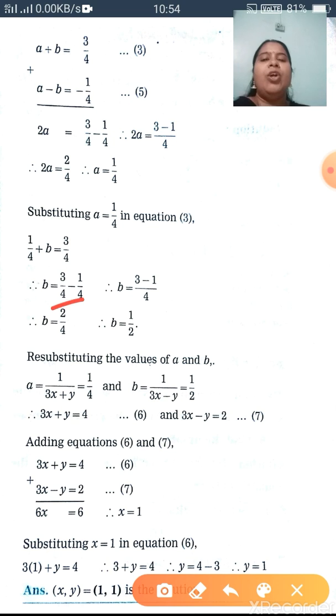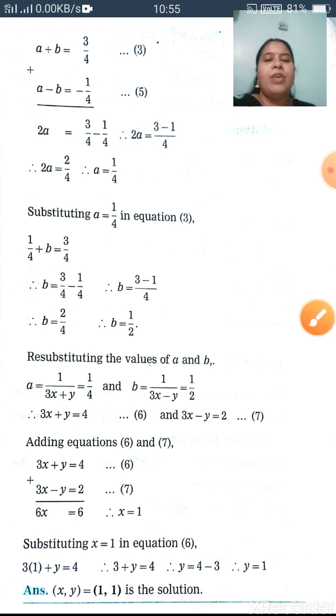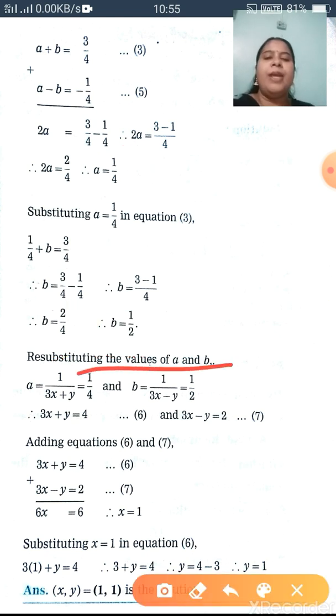Now again the denominators are same. So 3 minus 1 upon 4, that is nothing but 2 upon 4, which can be reduced to 1 upon 2. So b is equal to 1 upon 2 and a I have already got as 1 upon 4. Now next step will be, of course, resubstituting the values. Now resubstituting the values of a and b.